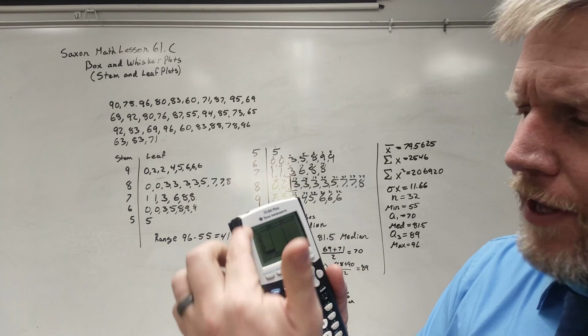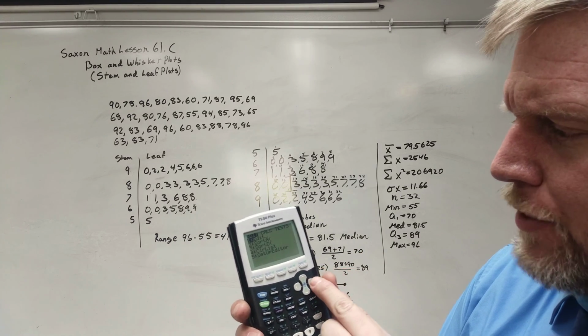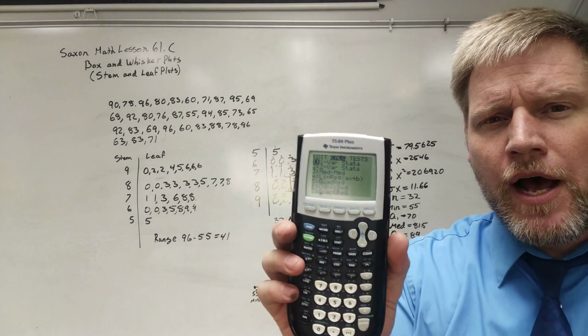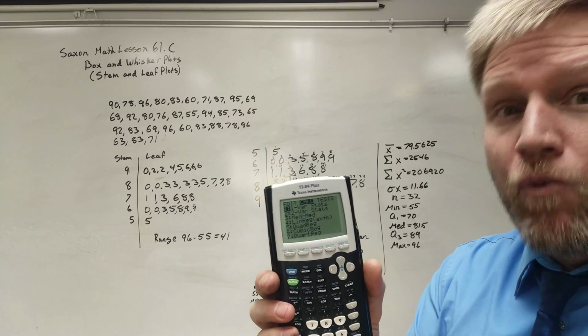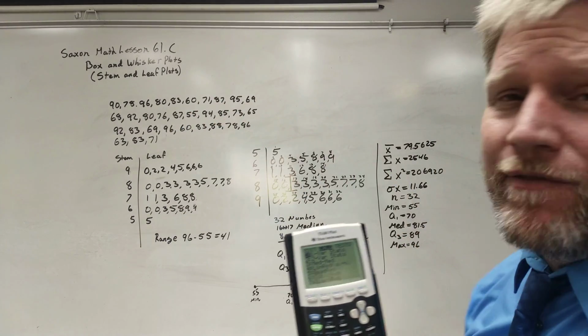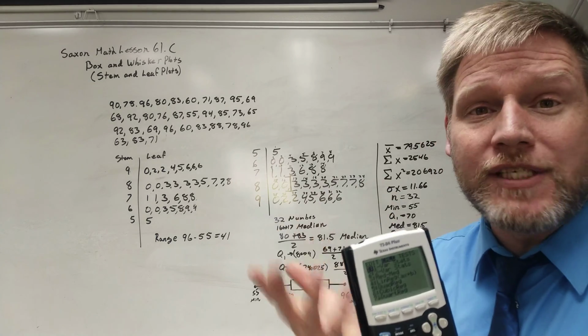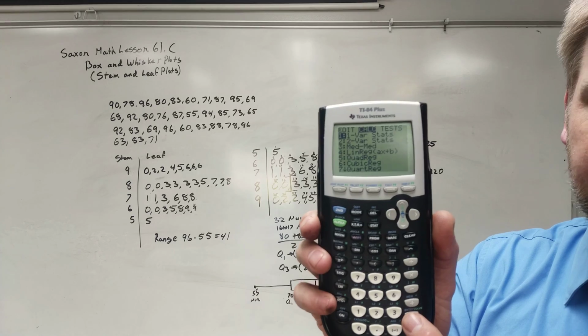Now I have them all under list 1. So I'm going to go back to my stat, and I'm going to jump over to calc. That's short for calculations, what you want to do with these. And we're doing one variable stats. Why? We only have X values. We have no Y values. We have no second variable. So I'm going to stay in one variable stats and hit enter on that.